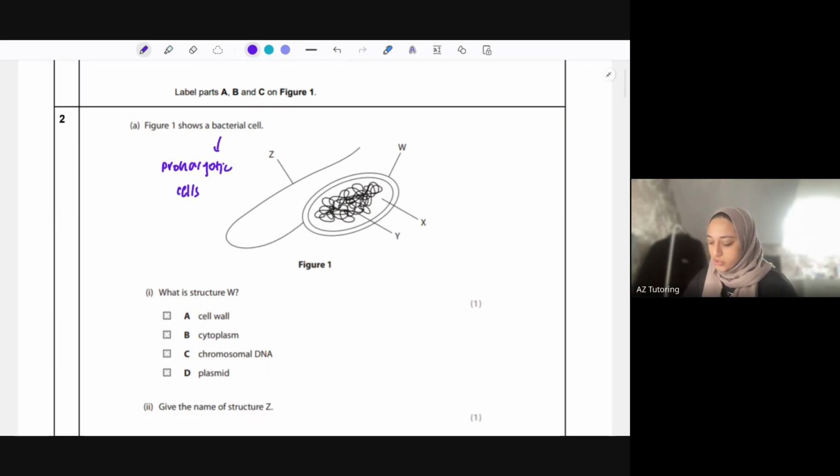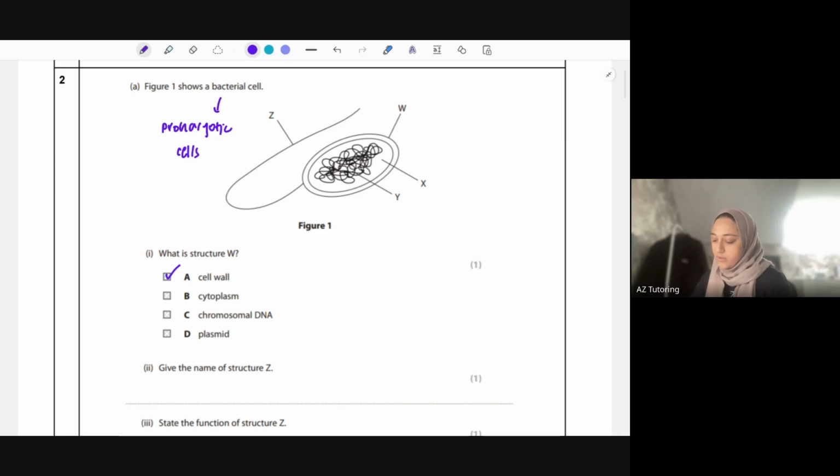Okay, so it says what is structure W? So you can see W is the extra wall that's around, so that's the cell wall. You can also use process of elimination whenever you're given options. So it's definitely not the cytoplasm, it's definitely not the DNA because the DNA is in the middle. And then D, the plasmid. A plasmid is a DNA ring.